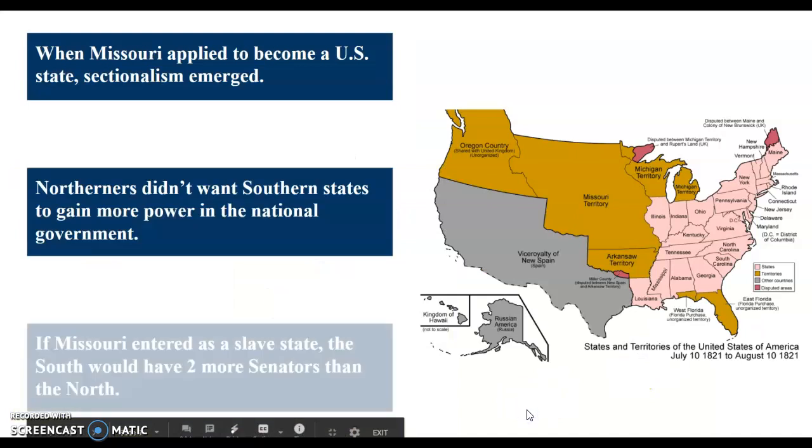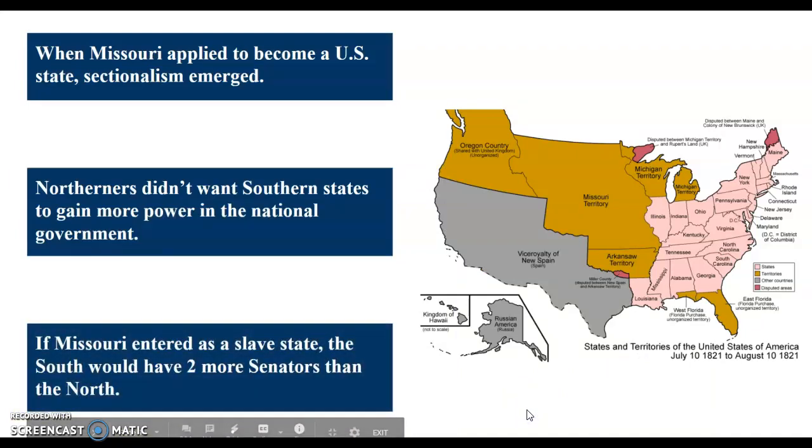And so when Missouri applied to become a U.S. state, Northerners did not want the Southern states to gain more power in the national government. If Missouri entered as a slave state, the South would gain 2 more senators from the North, and it would mess with the balance of power.